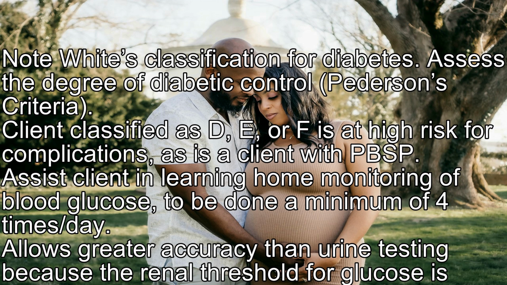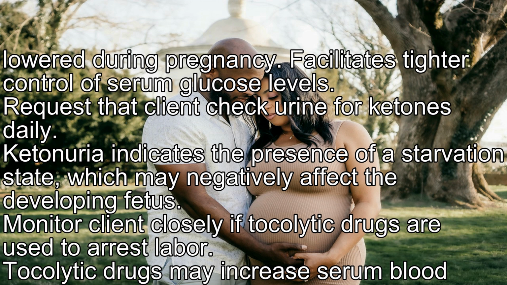Note White's classification for diabetes. Assess the degree of diabetic control: Pedersen's criteria. A client classified as D, E, or F is at high risk for complications, as is a client with PBSB. Assist client in learning how monitoring of blood glucose is to be done a minimum of 4 times/day. This allows greater accuracy than urine testing because the renal threshold for glucose is lowered during pregnancy. It facilitates tighter control of serum glucose levels.